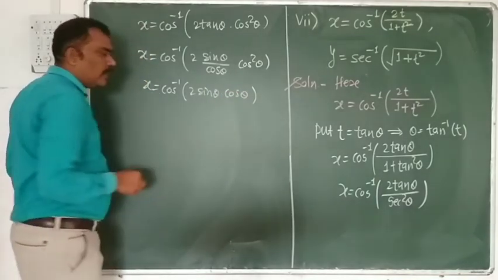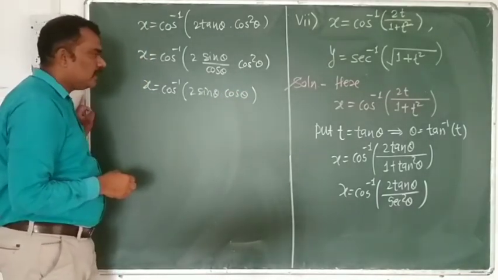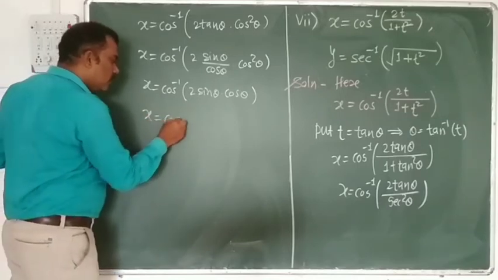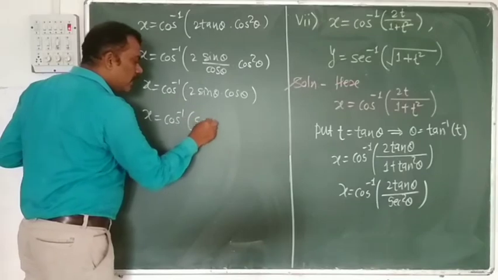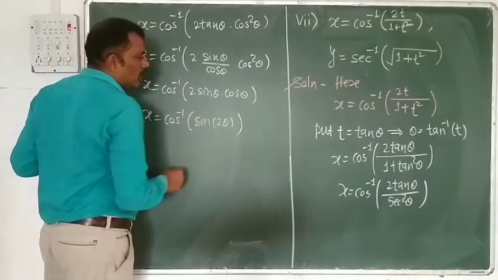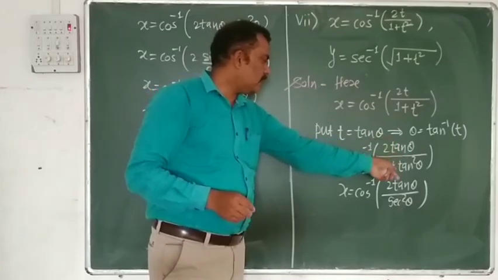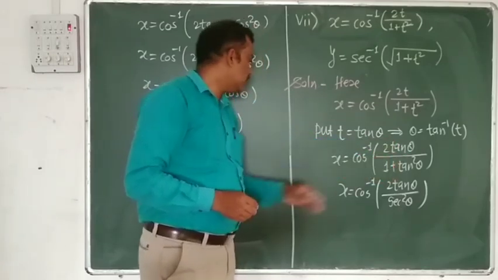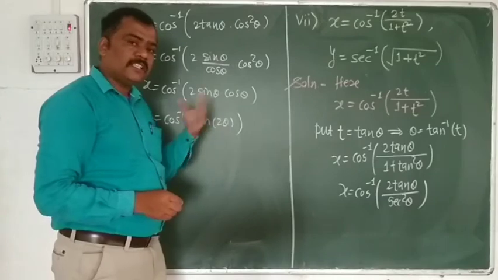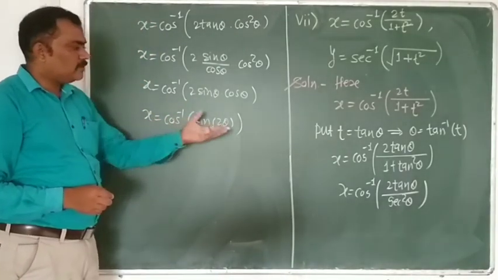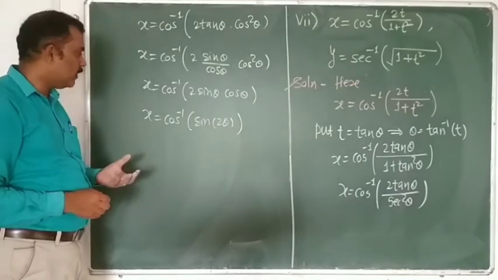We have to know the formula related to this. 2 sin theta into cos theta is nothing but sin of 2 theta. Therefore x is equal to cos inverse of sin 2 theta. If you directly substitute, 2 tan theta divided by 1 plus tan square theta is nothing but sin 2 theta. That is also correct if you know the formula. Otherwise you simplify, then you get the required formula.